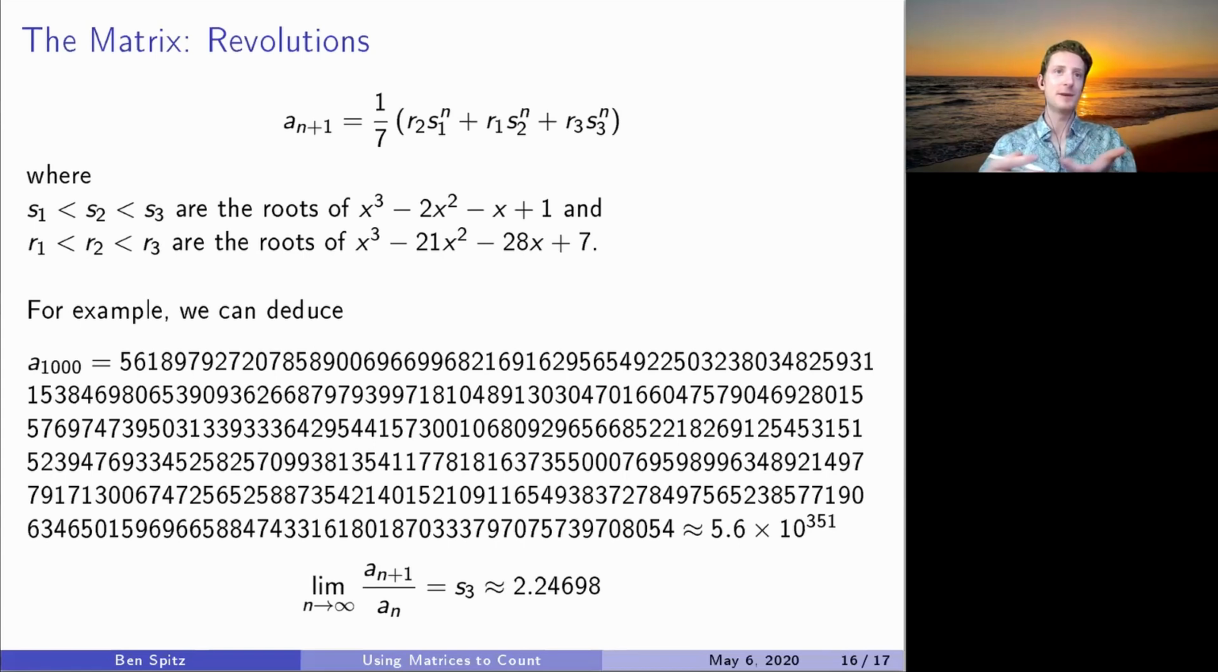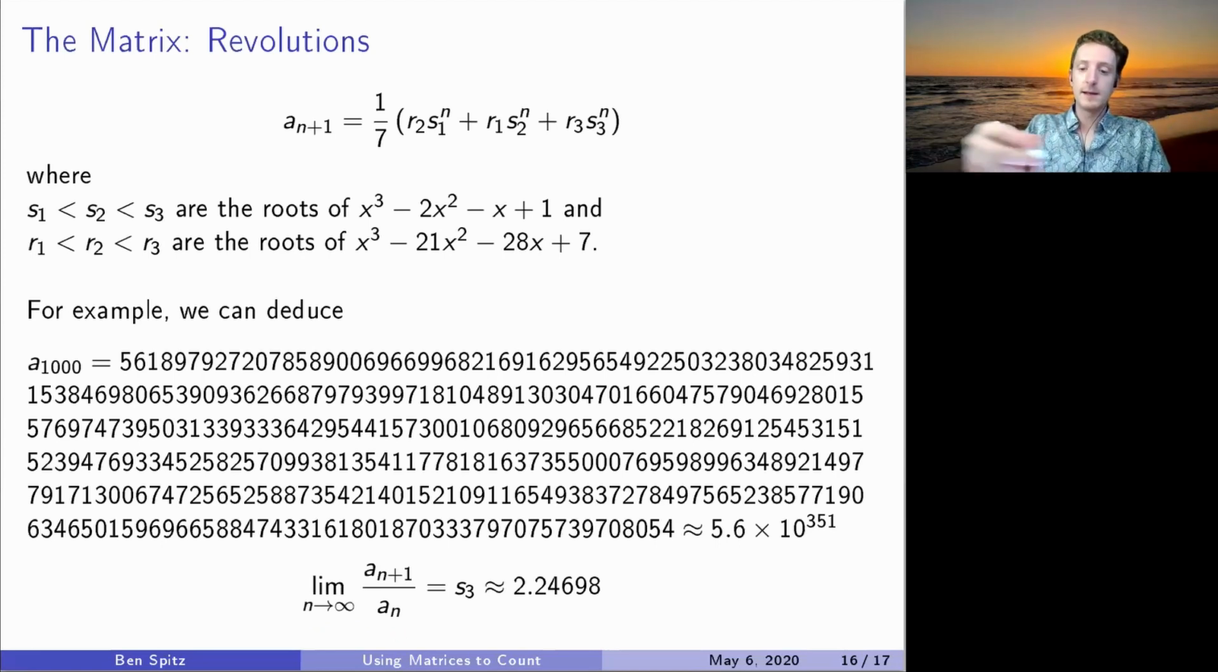But yes, you can compute whatever particular term of the sequence you want just by raising this matrix to a big power. And also, we can see from this explicit formula that if I want to take the limit as n goes to infinity of the ratio of successive terms, if I care about the growth rate of a sub n, as I increment n, how much does a sub n increase?